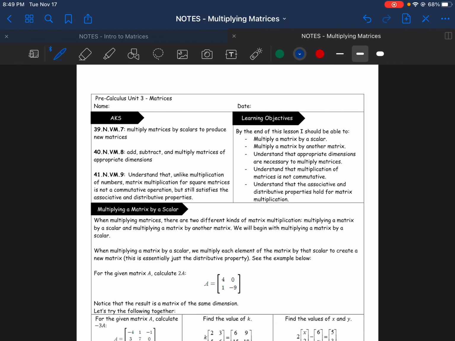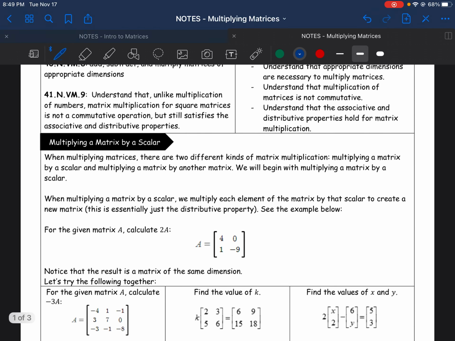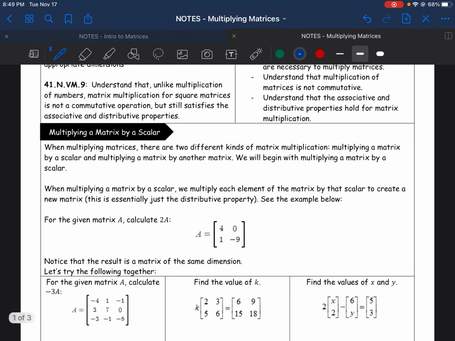In today's video, we're going to learn about multiplying matrices. When multiplying matrices, there are two different kinds of matrix multiplication: multiplying a matrix by a scalar and multiplying a matrix by another matrix. We're going to begin with multiplying a matrix by a scalar.